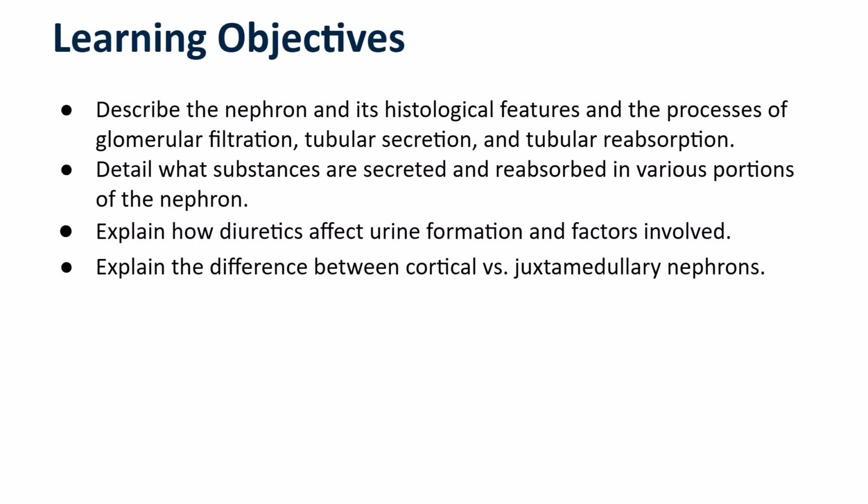In this video, we'll describe the nephron and its features, as well as the processes of glomerular filtration, tubular secretion, and reabsorption. We'll detail the substances that are secreted and reabsorbed in various parts of the nephron, explain how diuretics affect urine formation, and explain the differences between cortical and juxtamedullary nephrons.